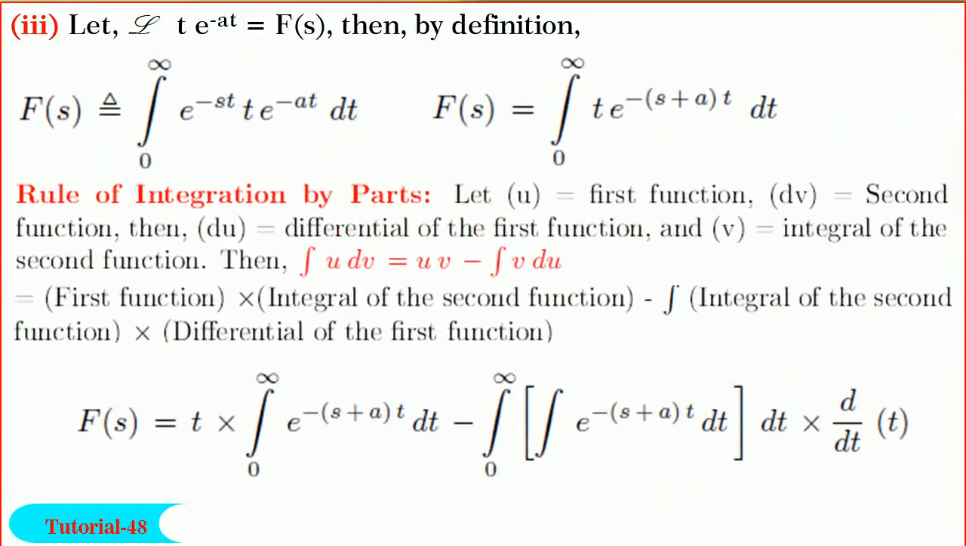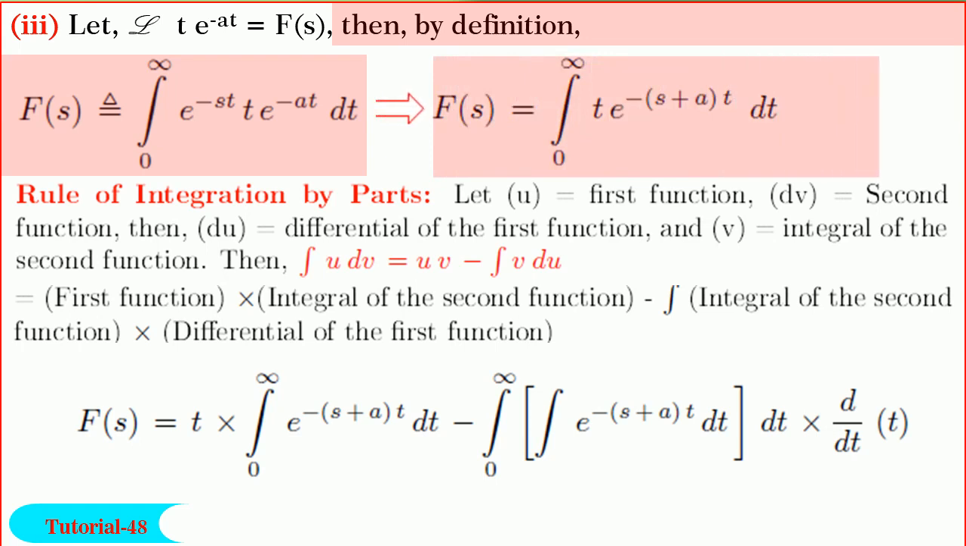Friends, next we shall find the Laplace transform of the function t into e to the power of minus at. Note that this function is the product of two functions of t. The first function is t and the second function is e to the power of minus at. So, by definition, F(s) is equal to integration 0 to infinity e to the power of minus st into t into e to the power of minus at dt.